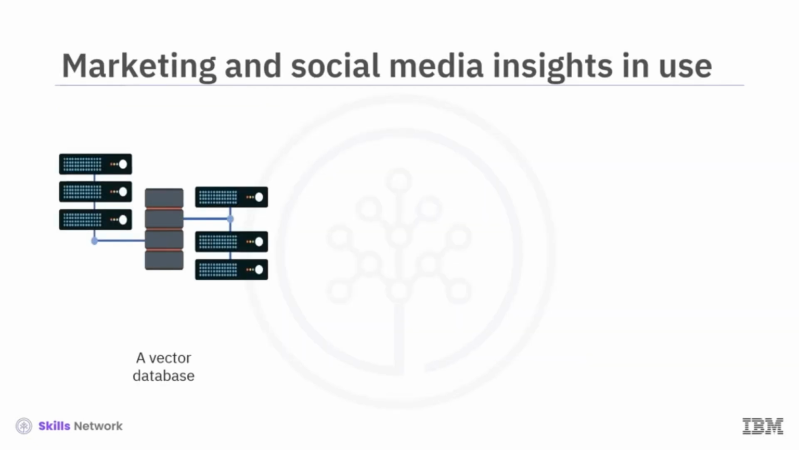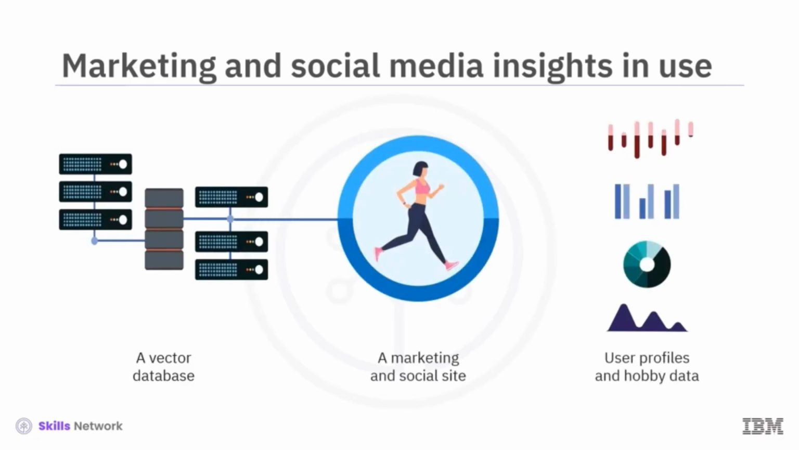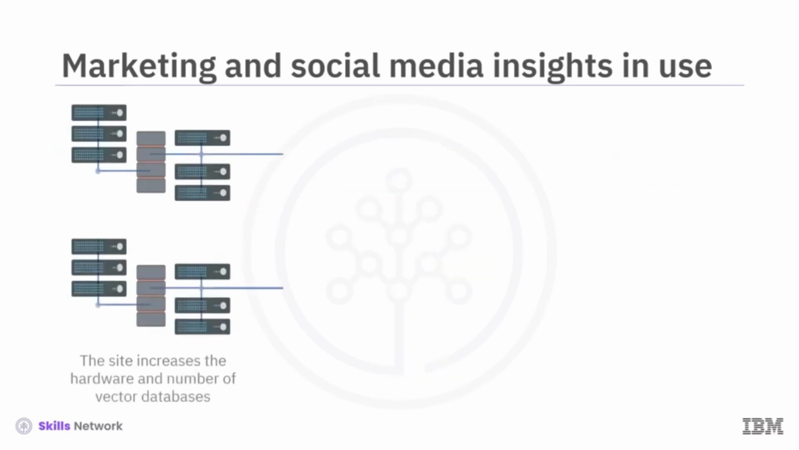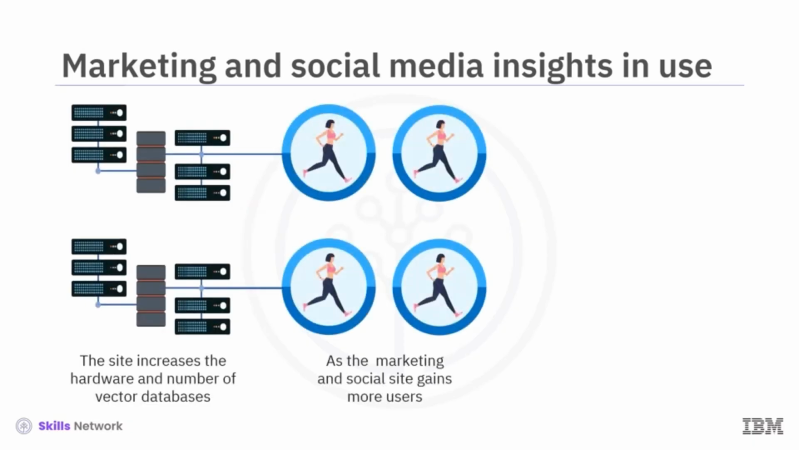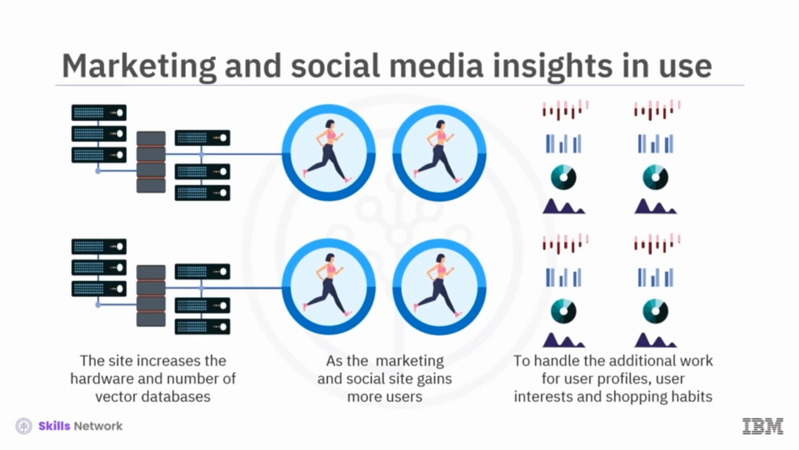An example of a vector database used for marketing and social media is a site that maintains user profiles and keeps track of their hobbies, such as cycling, running, and swimming. As the number of users grows, the platform adds more hardware for the databases to handle the extra work of maintaining user profiles and tracking user interests, including clicks on products they like, without slowing down response times.